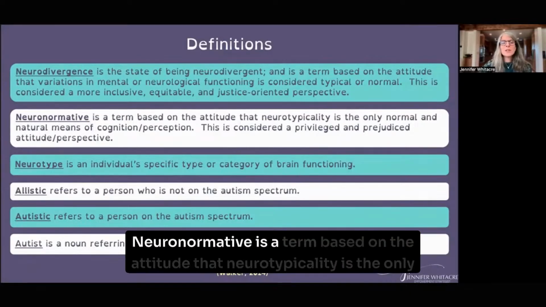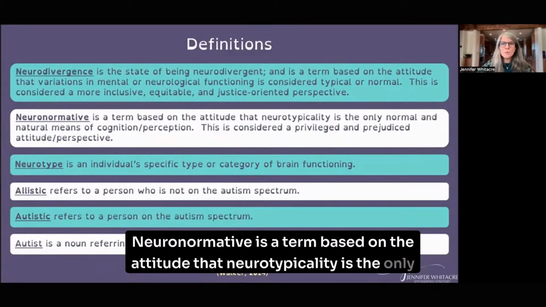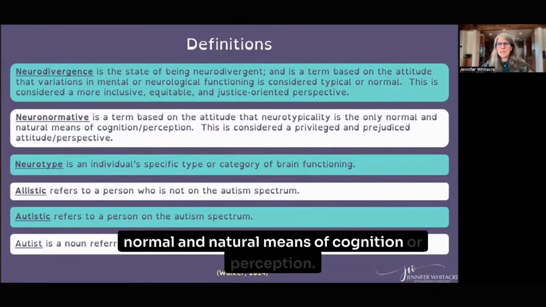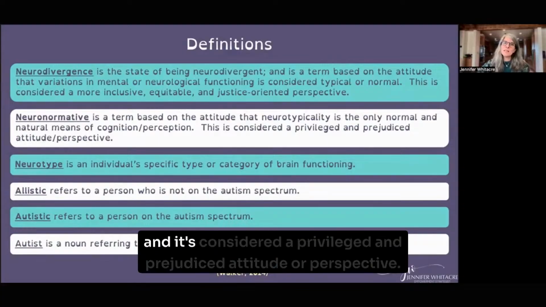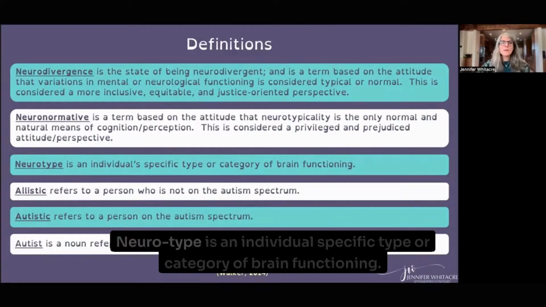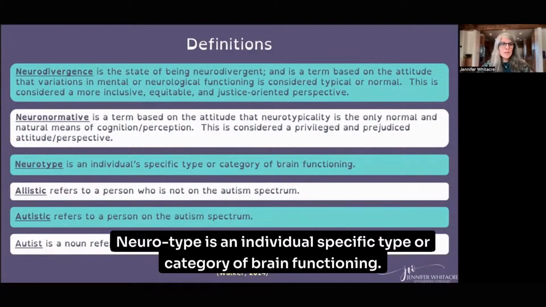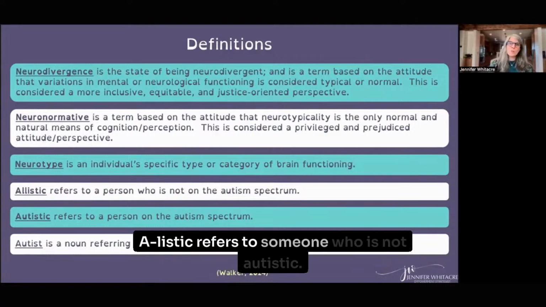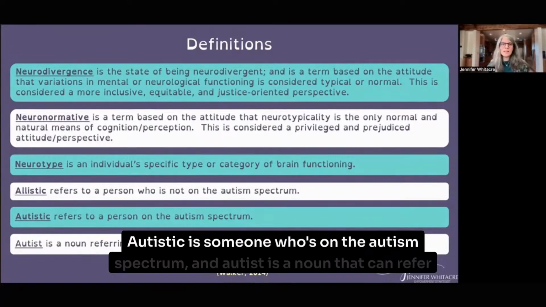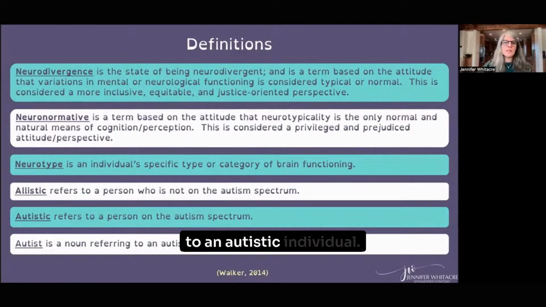Neuronormative is a term based on the attitude that neurotypicality is the only normal and natural means of cognition or perception, and it's considered a privileged and prejudiced attitude or perspective. Neurotype is an individual's specific type or category of brain functioning. Allistic refers to someone who is not autistic. Autistic is someone who's on the autism spectrum, and autist is a noun that can refer to an autistic individual.